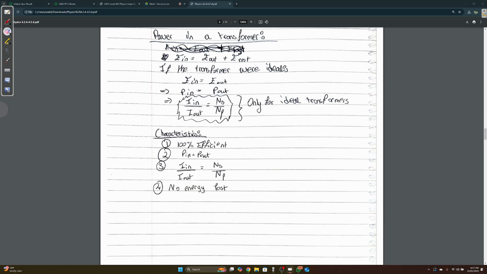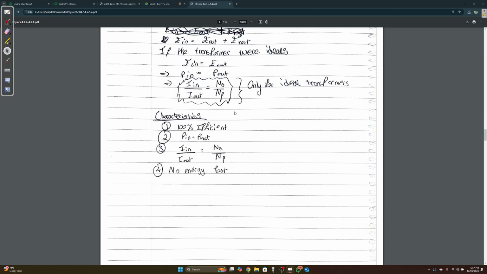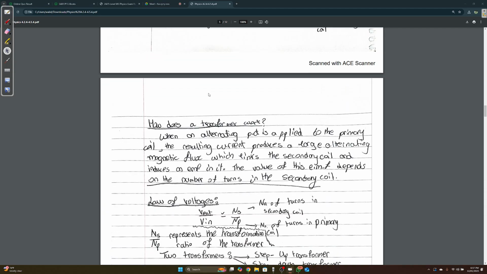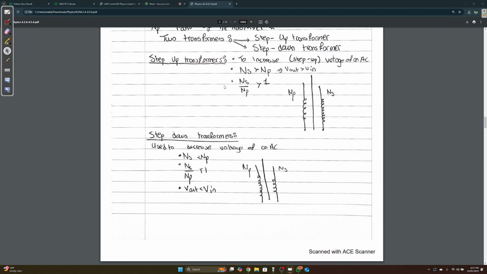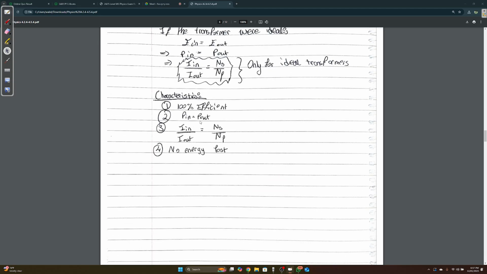You can just memorize the formula and go to the exam. Just know, for voltage, they're the same. So secondary. But for current, it's the opposite. So when it's secondary up, you're using the current going in.